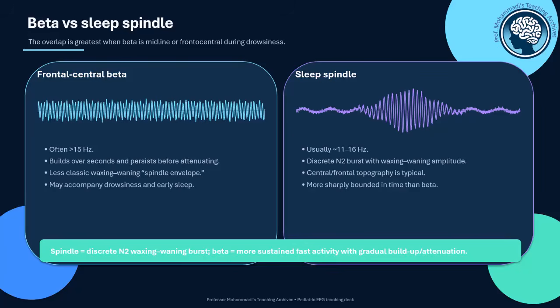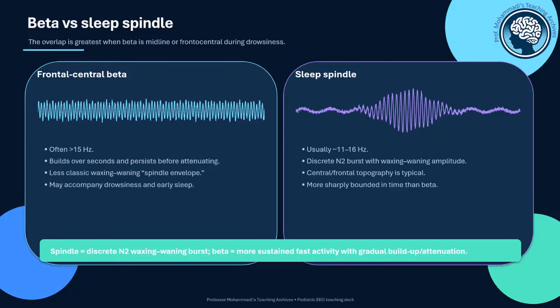The most useful distinction is therefore temporal organization. A spindle looks like a well-defined N2 event with a characteristic envelope. Physiological beta is usually more sustained and less sharply bounded. In children, spindle characteristics also change with age, so the developmental context remains important.